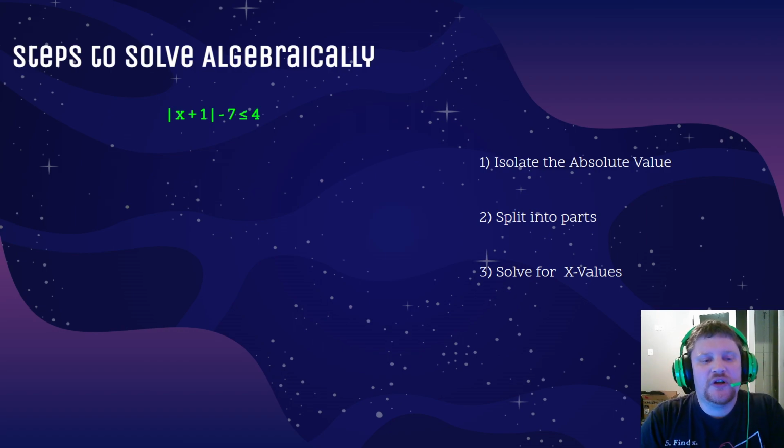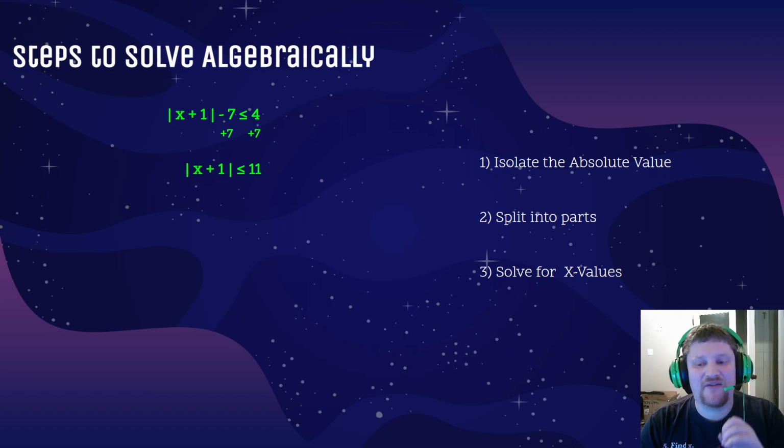In this example, we're going to use the absolute value of x plus 1 minus 7 is less than or equal to 4. So, as always, PEMDAS. We start with PEMDAS backwards, addition and subtraction, outside of the parentheses. I see minus 7. So, I'm going to add 7 to both sides of our equation. If I add 7 to 4, I get 11. So the absolute value of x plus 1 is less than or equal to 11. Well, I've done step 1 now. I have isolated my absolute value. Now that it's alone, I have to do step 2, split it into parts.